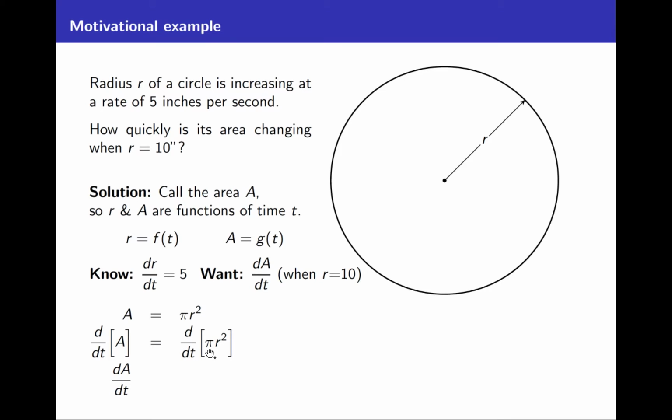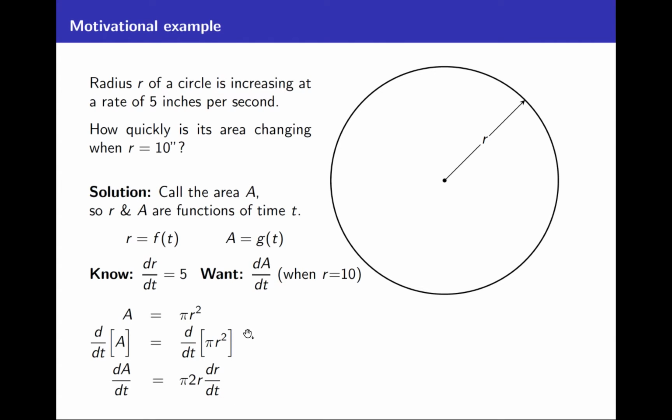We have d/dt of pi r squared. Remember that r is a function of time, so d/dt of pi r squared is not going to be pi times 2r. You've got to use the generalized power rule here. It's d/dt of pi times f of t squared. That derivative will be pi times 2 times f of t times f prime of t, or pi times 2 times the f of t, which is r, times the derivative of f of t, which would be dr/dt.